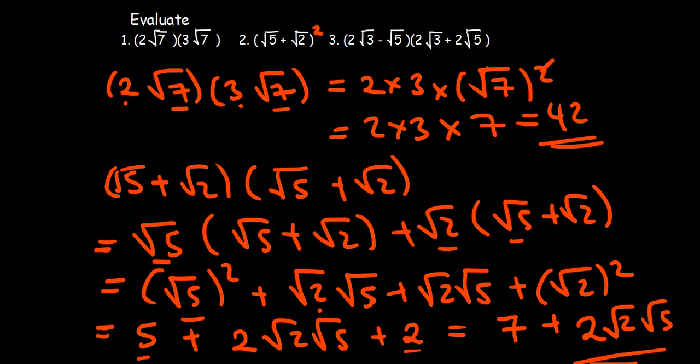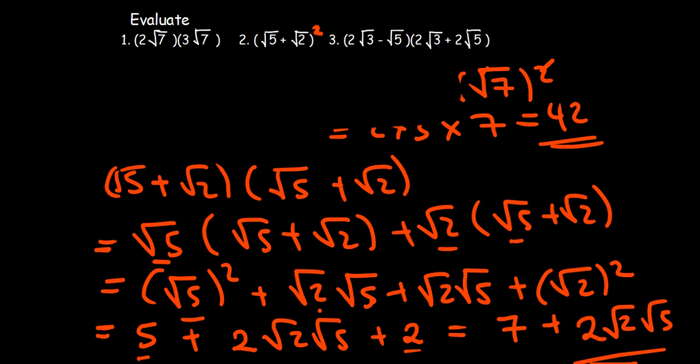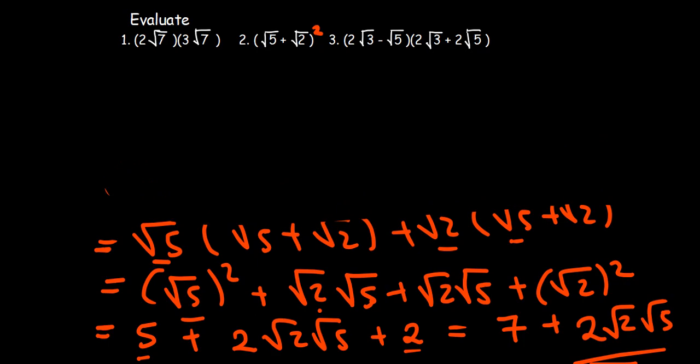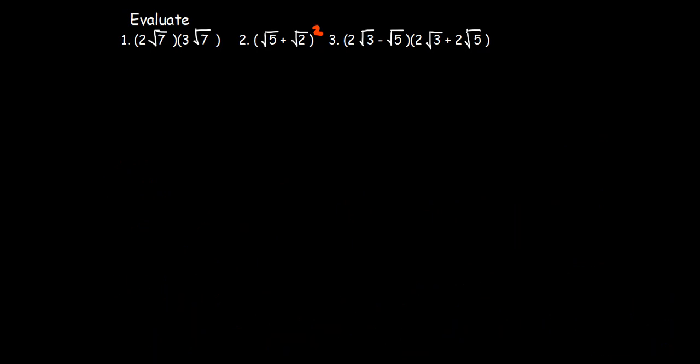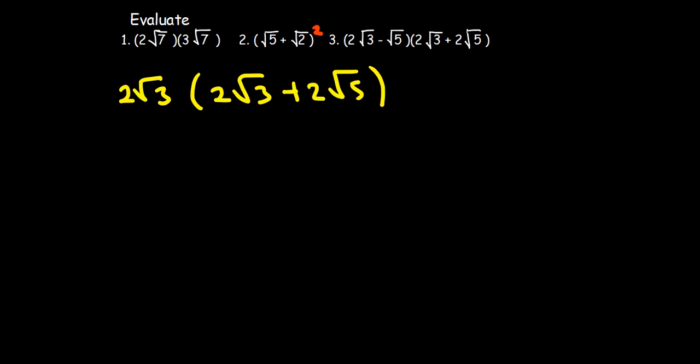Now let us do the last question. For the last question, we follow the same procedure as we have just done. So how do we do that? You say 2 root of 3 to be out, then you multiply it by 2 root of 3 plus 2 root of 5.